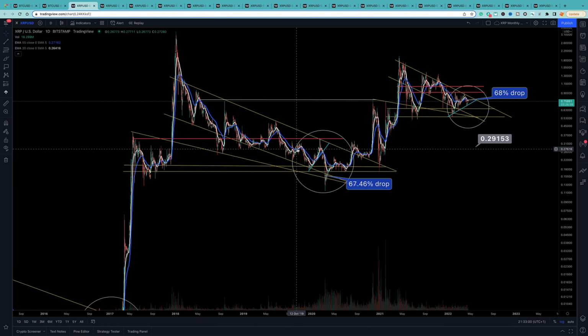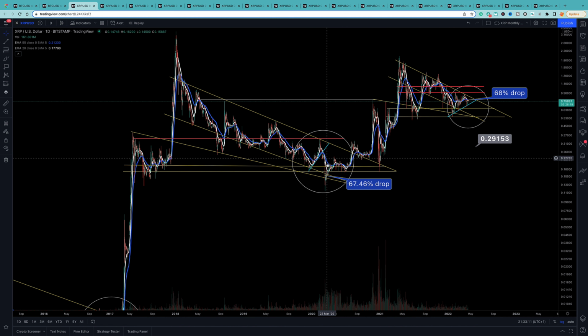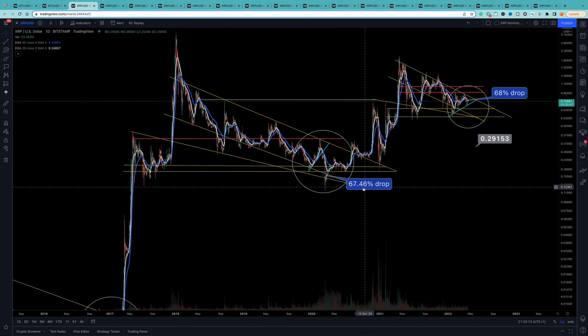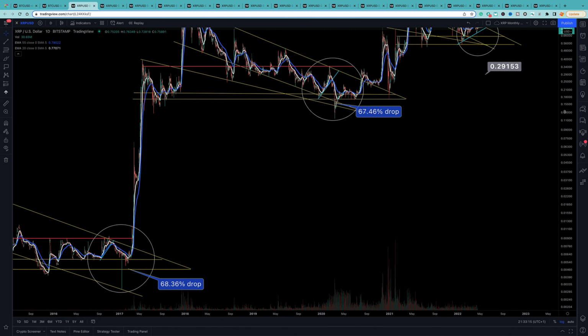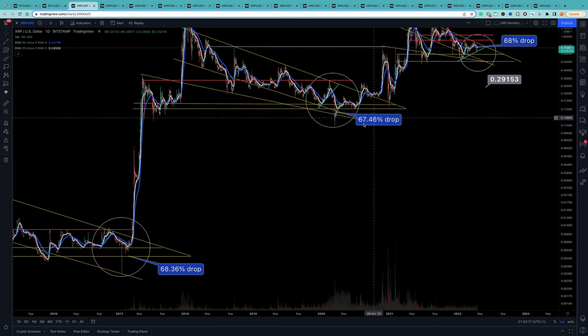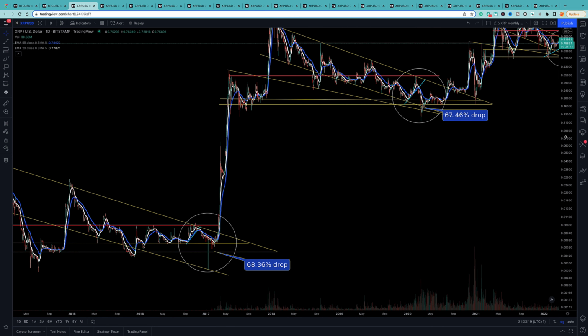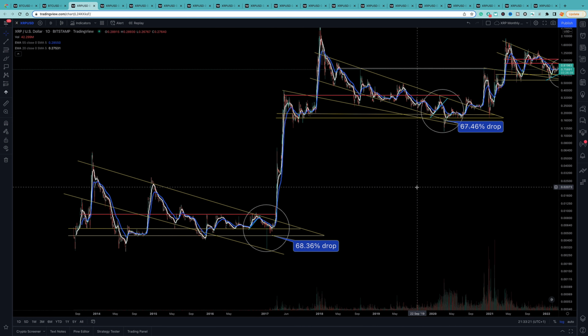1, 2, and let's say that's 3, and then look, it comes up one last time. So 1, 2, and then 3, because that's the bottom there, and then up it comes one last time, and then down it comes. 67.46% drop. Super similar. And remember, the same but different.